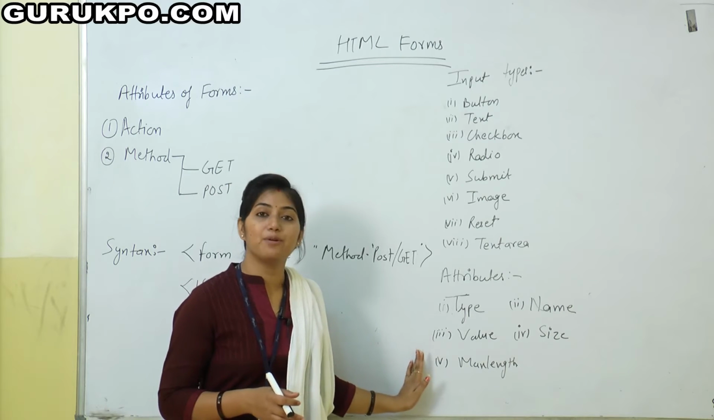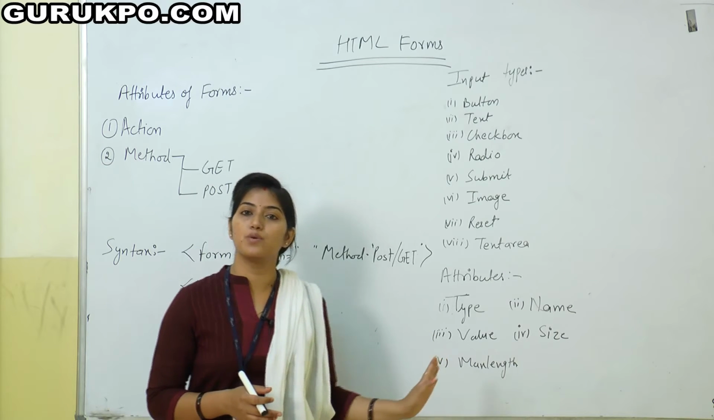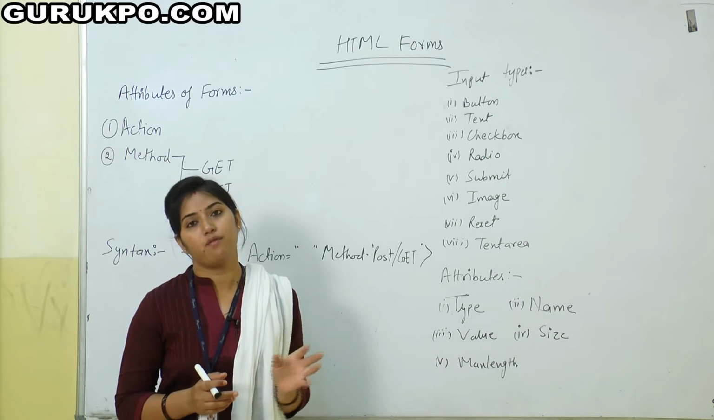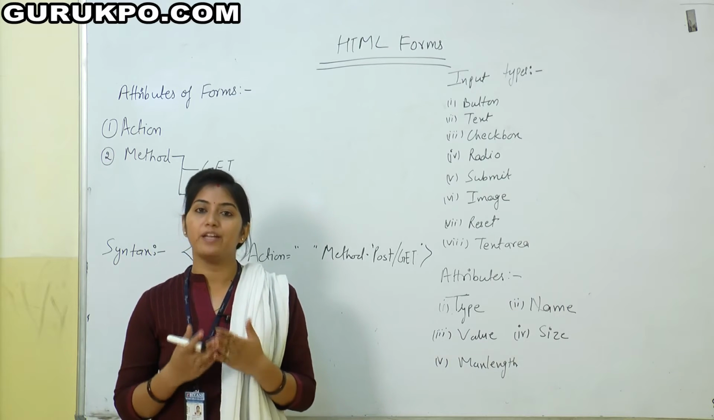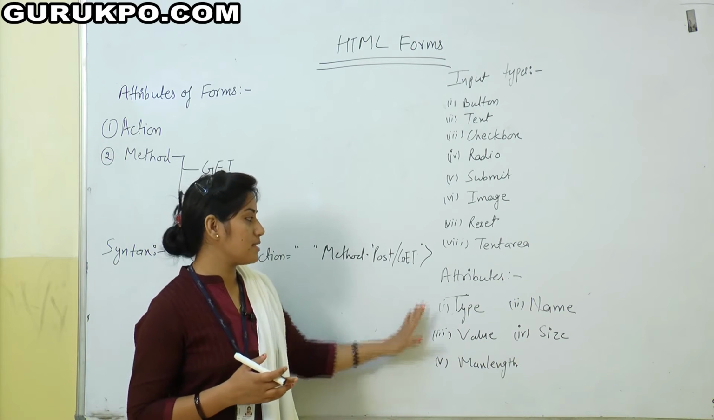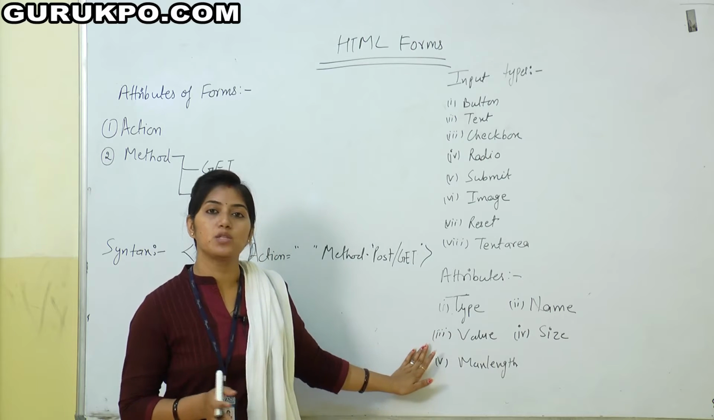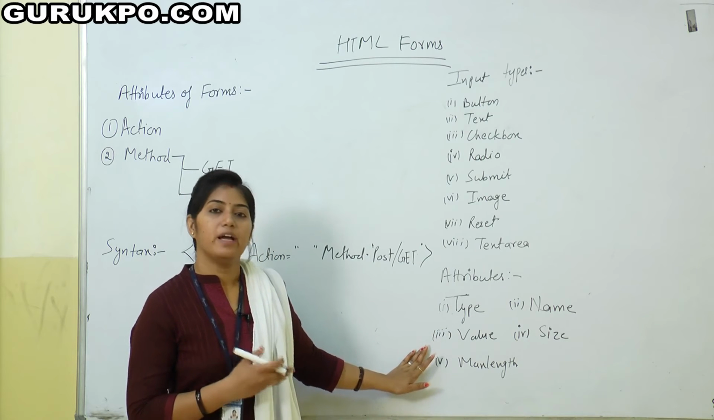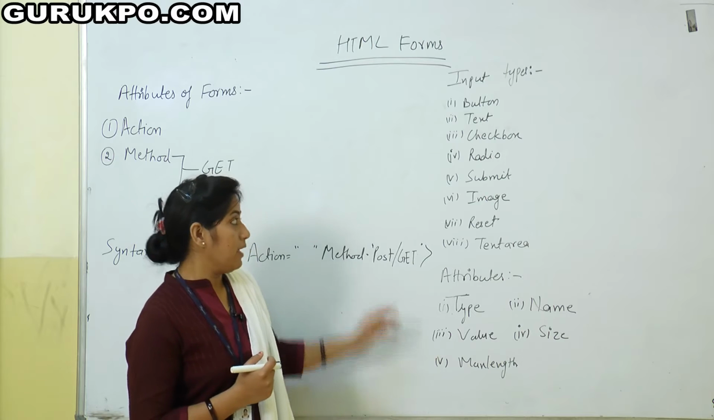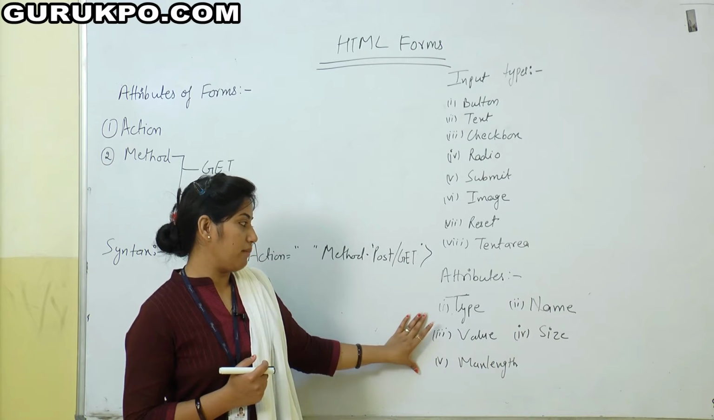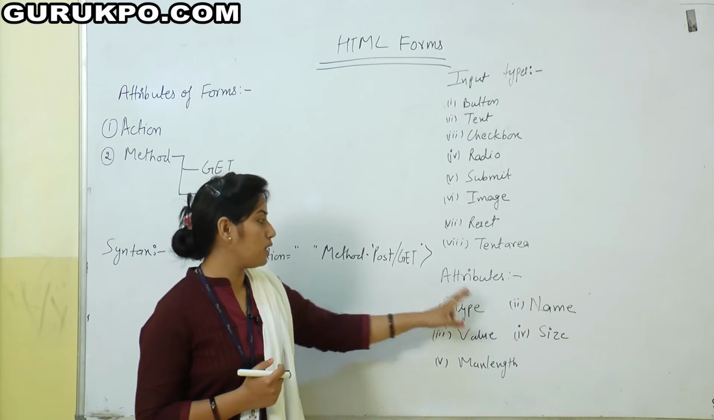These are the attributes which are commonly used by all the elements of the form tag. We can define them or not. These are the attributes which can be used with each and every input type control element. These are the input type control elements in which we use all these attributes.